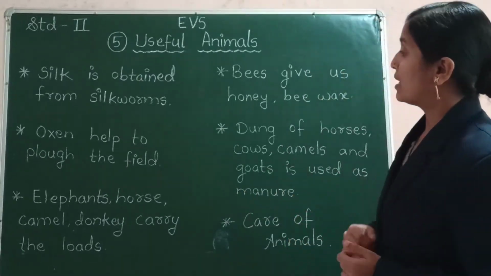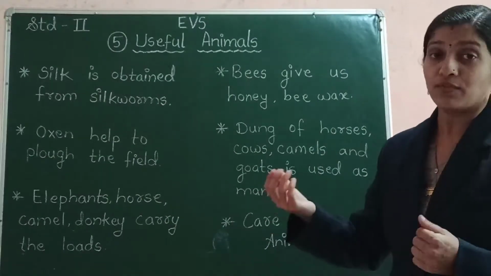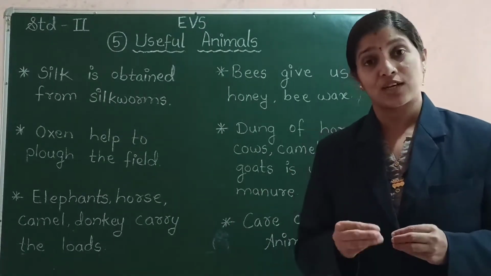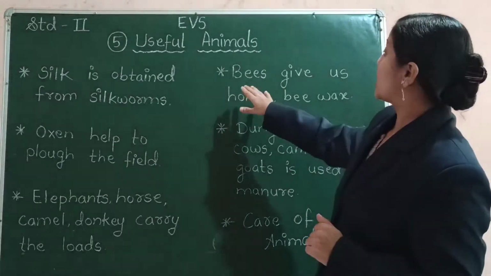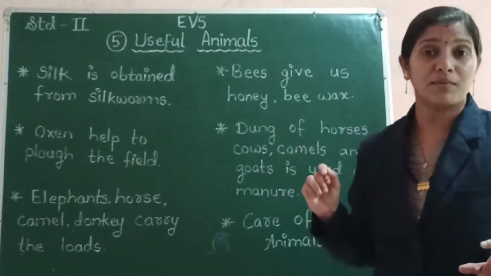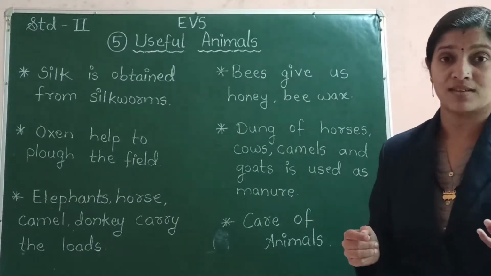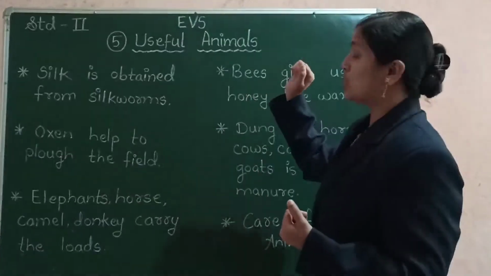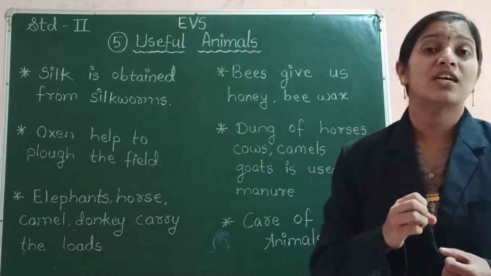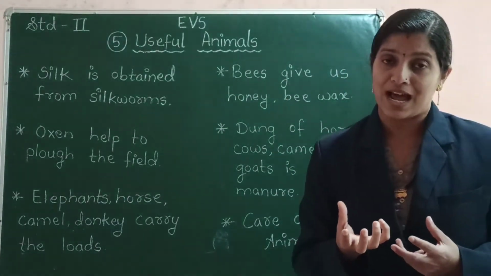Okay. Also there are some other insects. Just now we learned about silkworm. It is an insect. So also the other insect, which is bee, honey bee. You might have seen honeybees. Yes. What do the honeybees do? The honeybees, they suck the juice from the flowers.